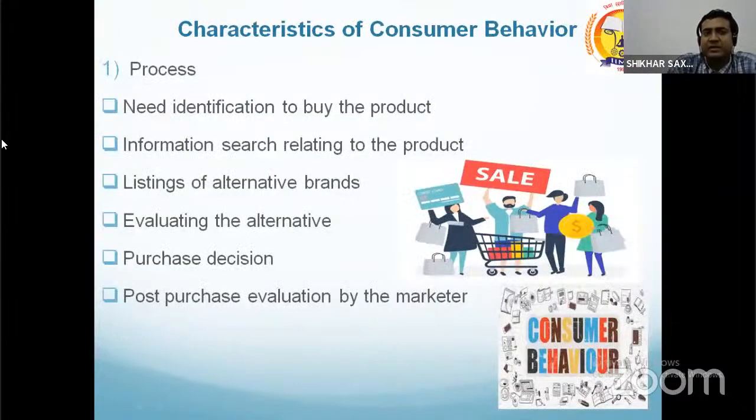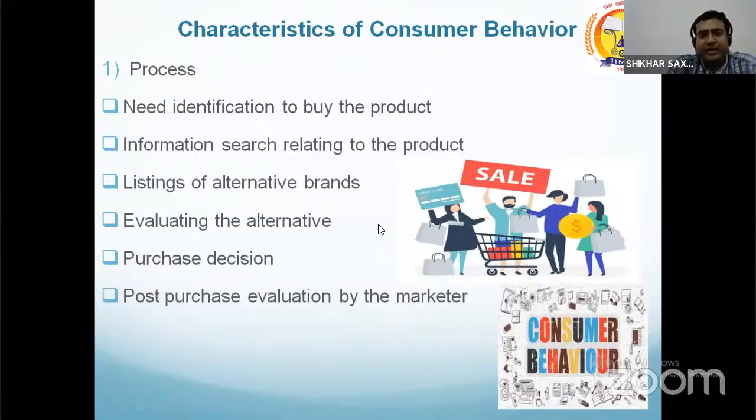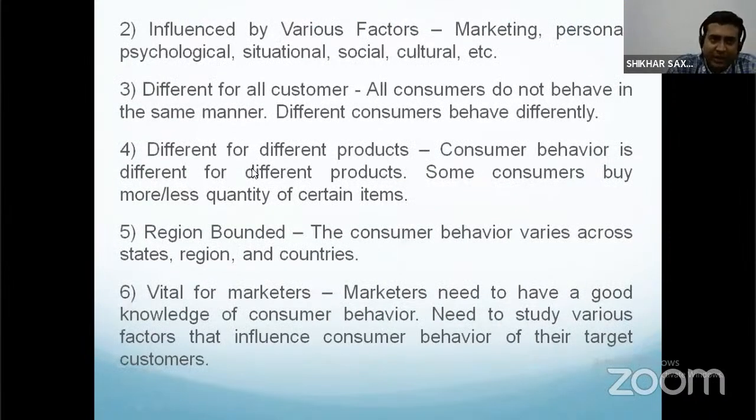Coming back to the characteristics of consumer behavior, it provides opportunities with respect to the process. First, a need is identified to buy that particular product. Second one is the information search relating to that product. Third one is the listing of the alternative brands. Fourth one is evaluating the alternatives. Fifth one is the purchase decision. And the last one is the post-purchase evaluation by the marketer.